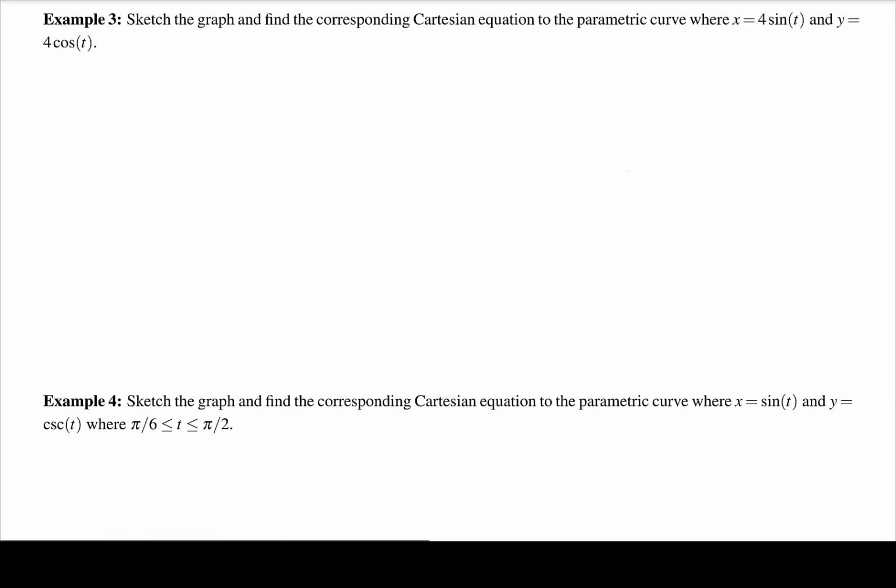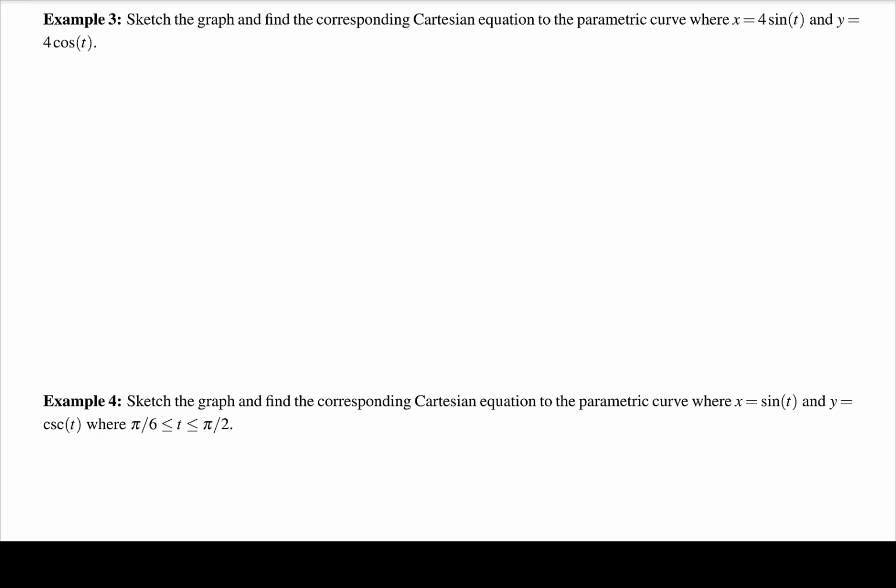Okay. Now let's look at example 3. For example 3, whenever you have x equals something with a sine of t in it, and y equals something with a cosine of t in it, we should immediately try to get the sine and cosine alone. Then we'll square them and add them together.